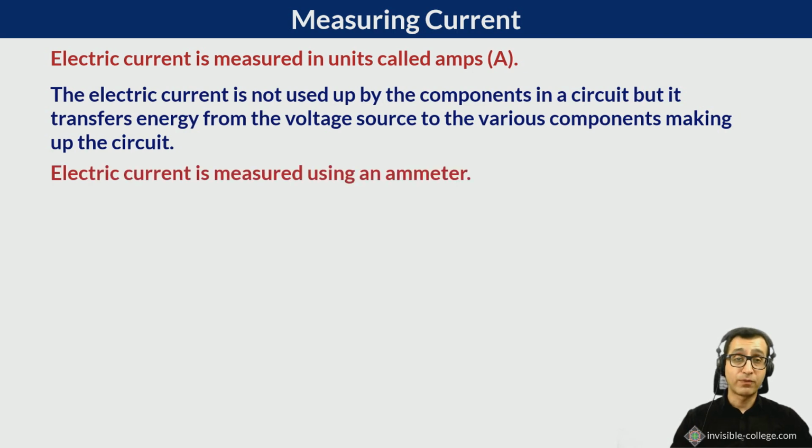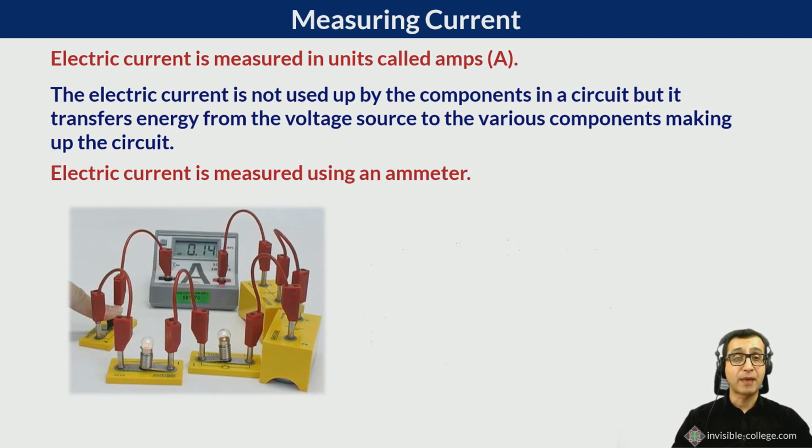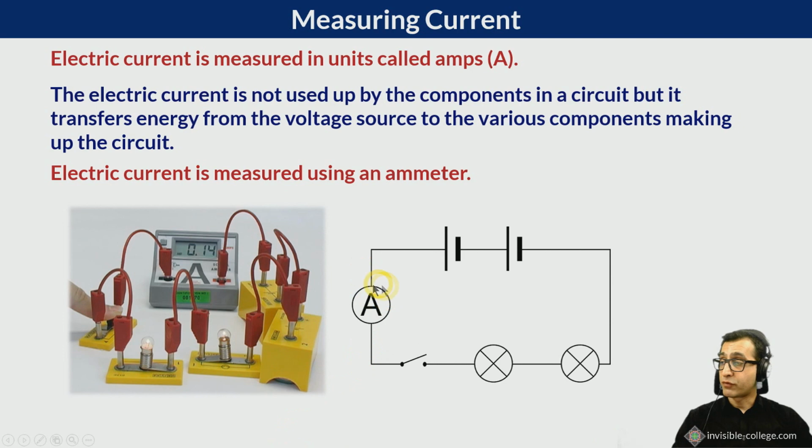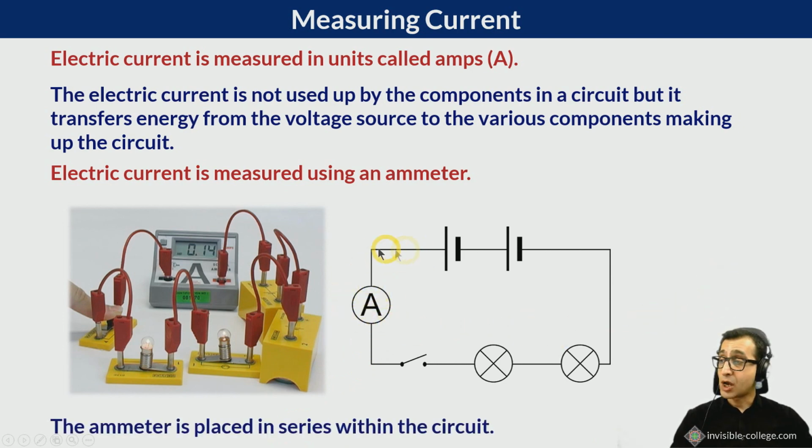Now, electric current, hopefully you know by now, is measured using an ammeter. The symbol for an ammeter is shown here, and ammeters are always placed in series with the electrical components in a circuit.